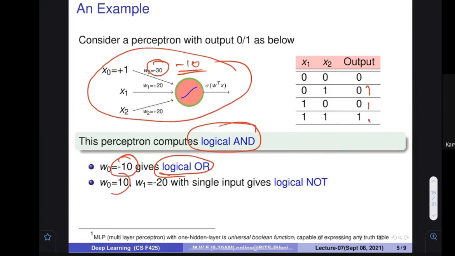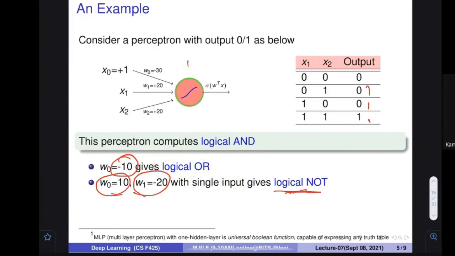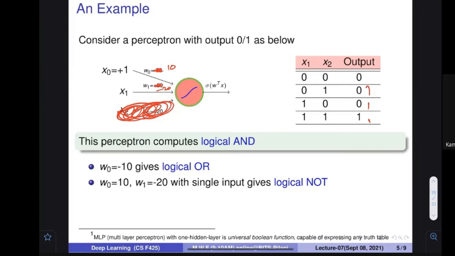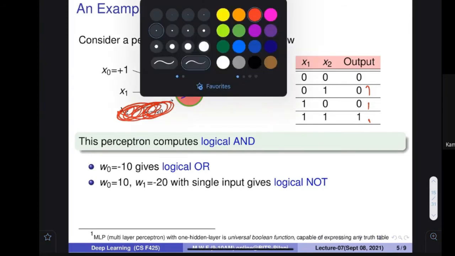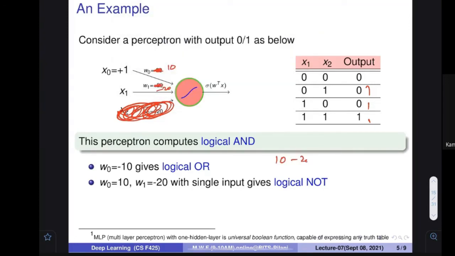If W0 is equal to 10 and W1 is equal to minus 20, with a single input, then it gives a logical NOT gate. What do I mean by this? You can make a NOT gate by putting W0 equal to 10 here, and minus 20 here, and the other input is not there. Only one input is there. So what is the equation? The equation is 10 minus 20x.